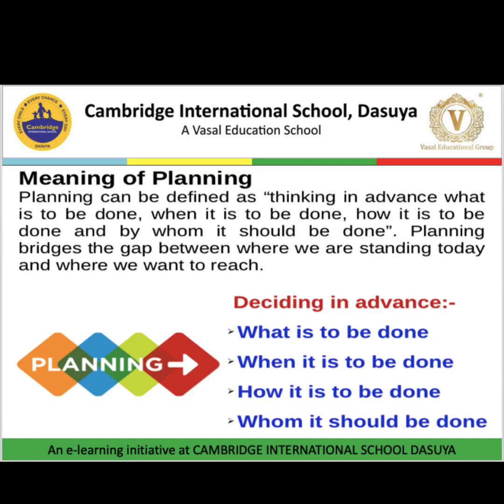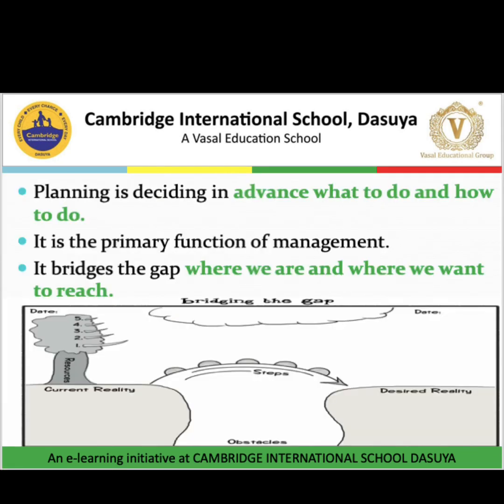Planning bridges the gap between where we are standing today and where we want to reach in the future. Planning is deciding in advance what to do and how to do it. It is the primary function of management and it is performed by all the managers at all the levels. It bridges the gap between where we are at present and where we want to reach in the future. With the help of planning, we can go from present to the future.